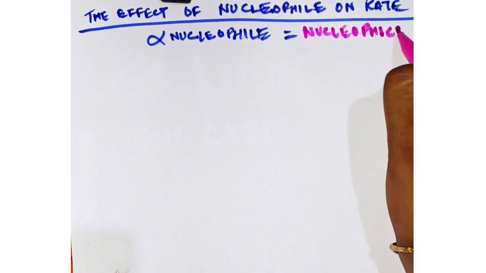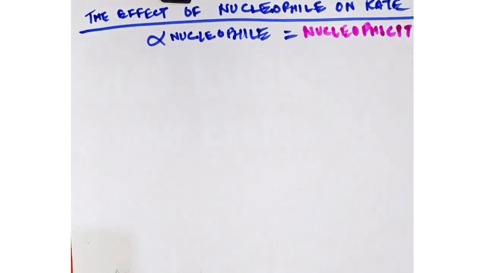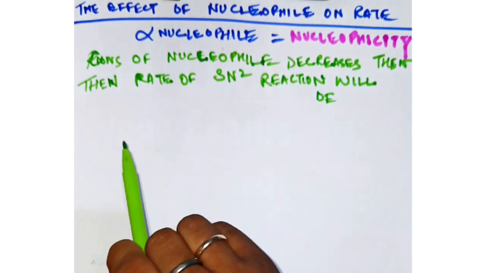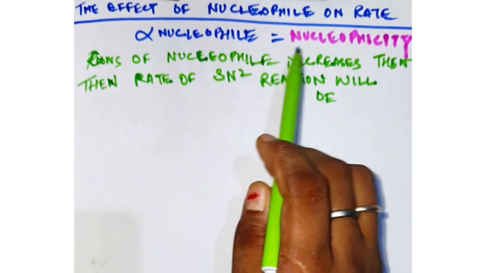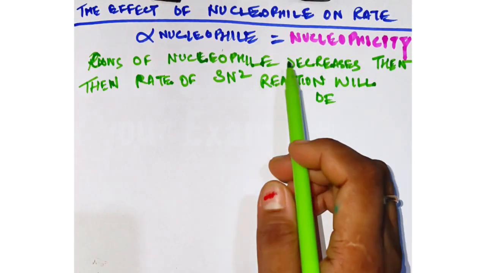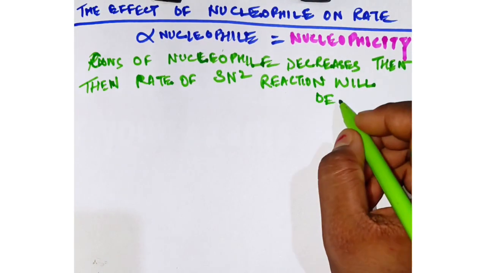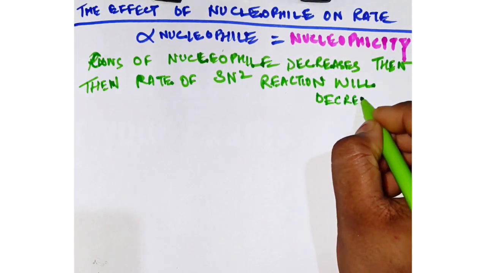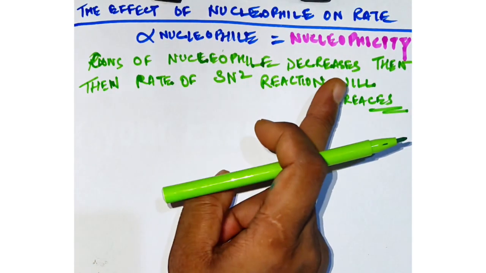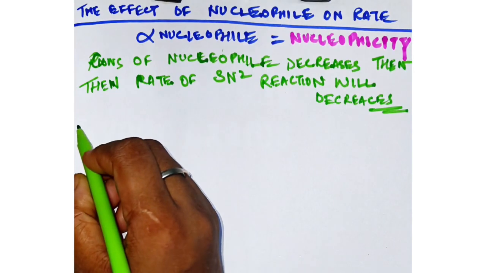Nucleophilicity means the one which is very much prone to nucleophilic attack. That means a very good nucleophile will go for very good SN2 reactions. So let's see what it is. Here it is said that the rate is directly proportional to the nucleophile or nucleophilicity. That means if the concentration of the nucleophile increases, then the rate of SN2 will increase, and if the concentration of the nucleophile decreases, then the rate of the SN2 reaction will also decrease. Okay, so I hope you understand. If concentration is more, SN2 reaction is more; concentration is less, SN2 reaction is less.